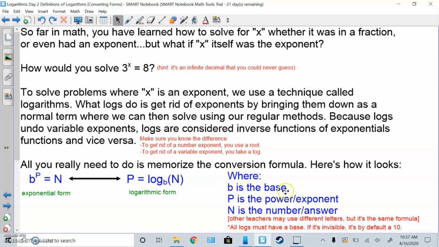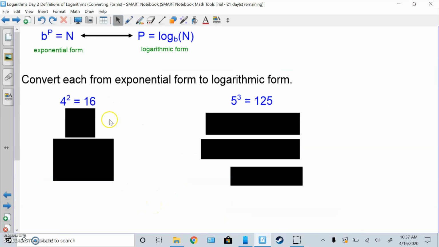And the letter b stands for base, the letter p stands for power or exponent, and the letter n stands for number or answer. Now keep in mind, other teachers may use different letters, but it's the same formula, and all logs must have a base. If it is invisible, if you don't see a little number down here, then it's by default a 10, just like a square root has an invisible 2. So let's try a problem. I put the form up here for us to look at, but you should technically memorize that.